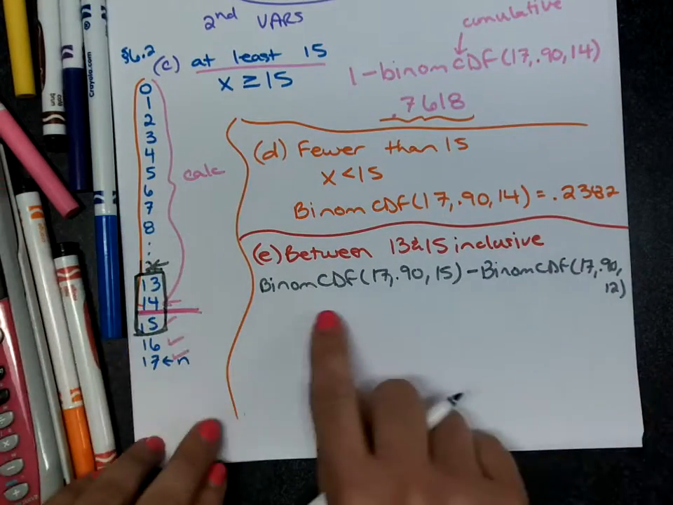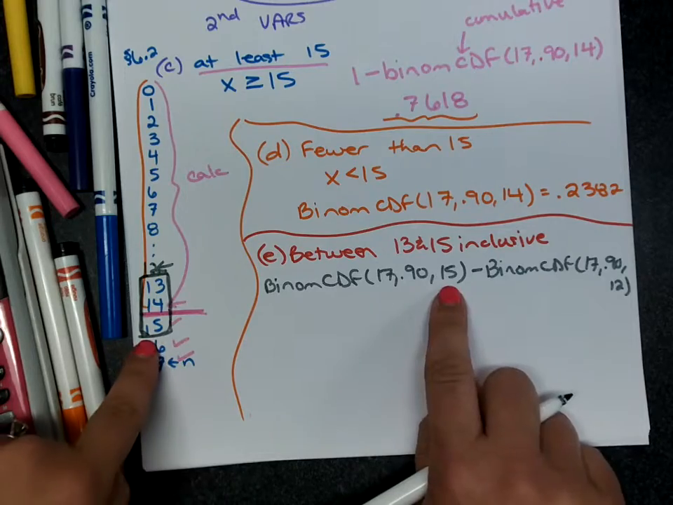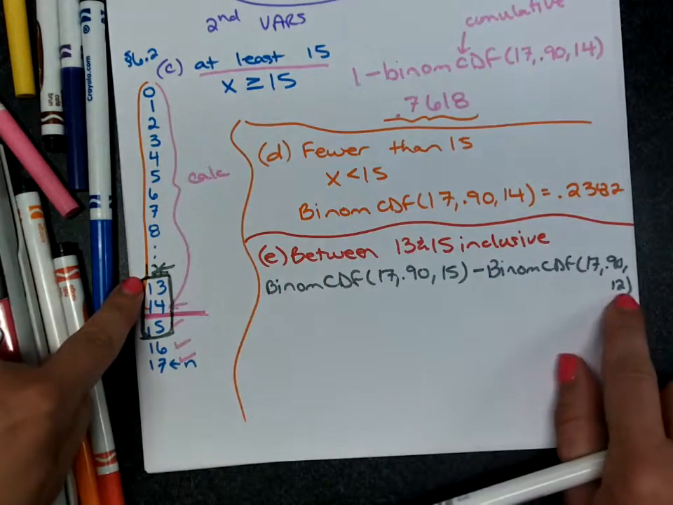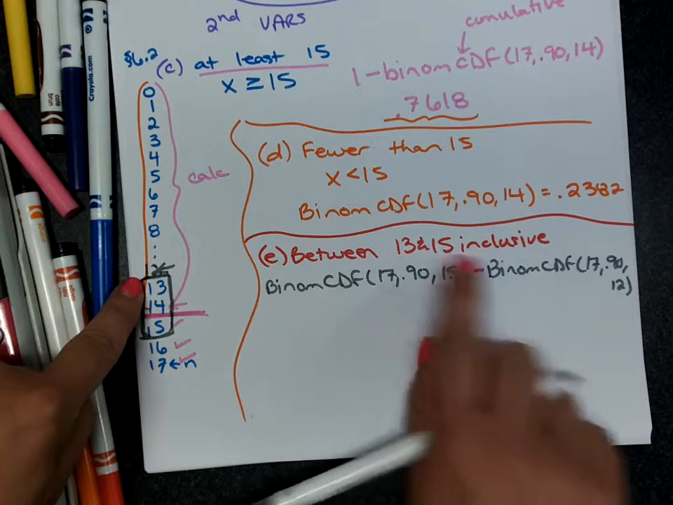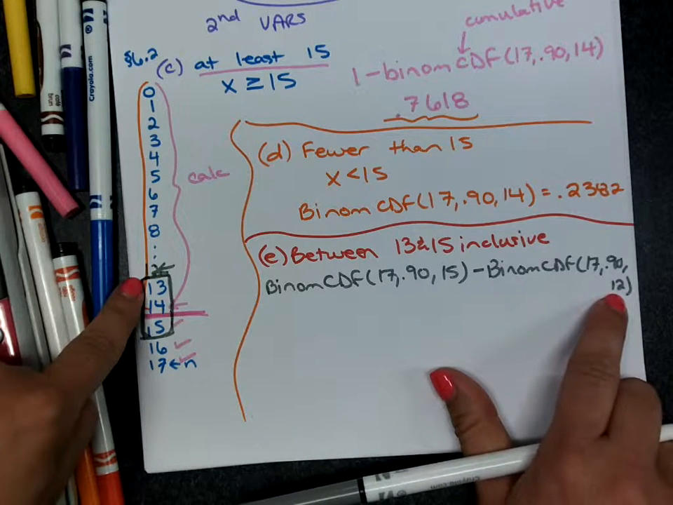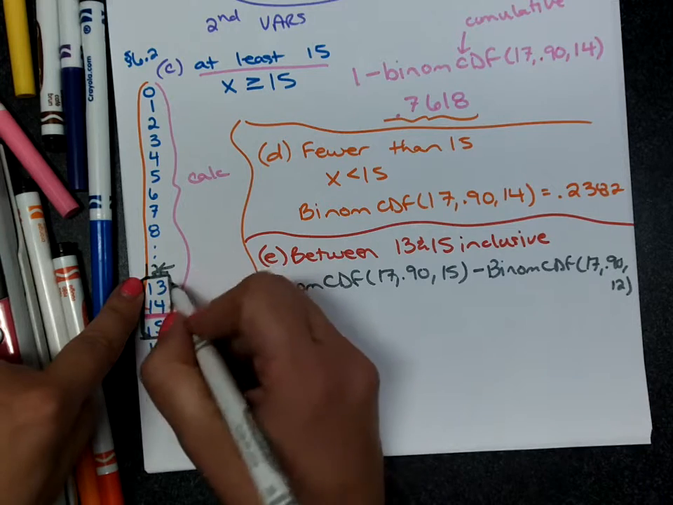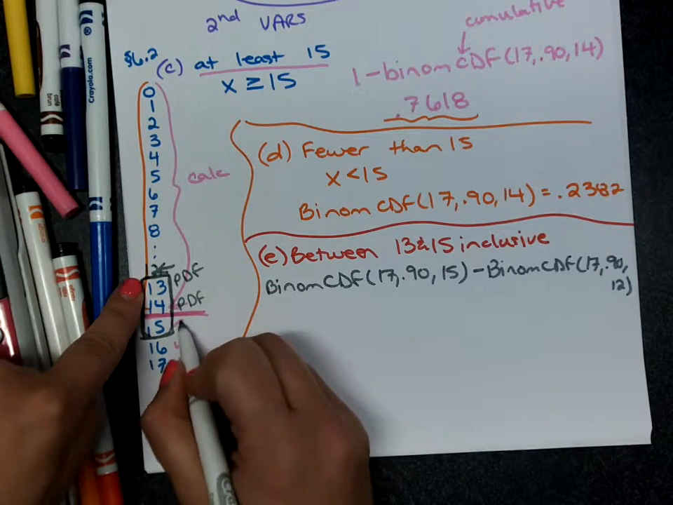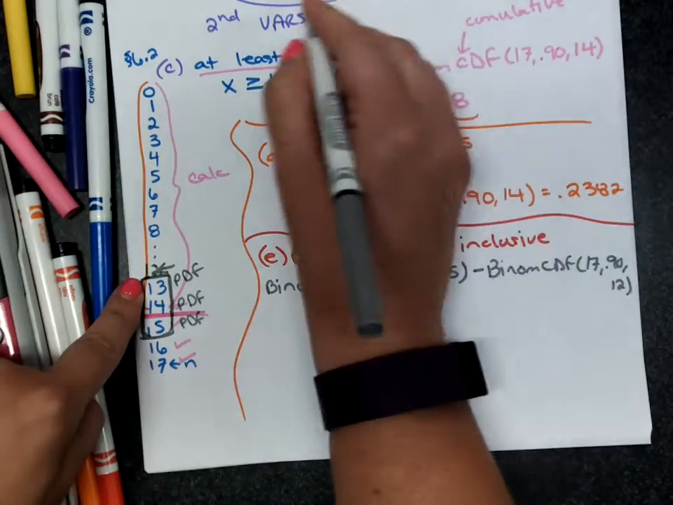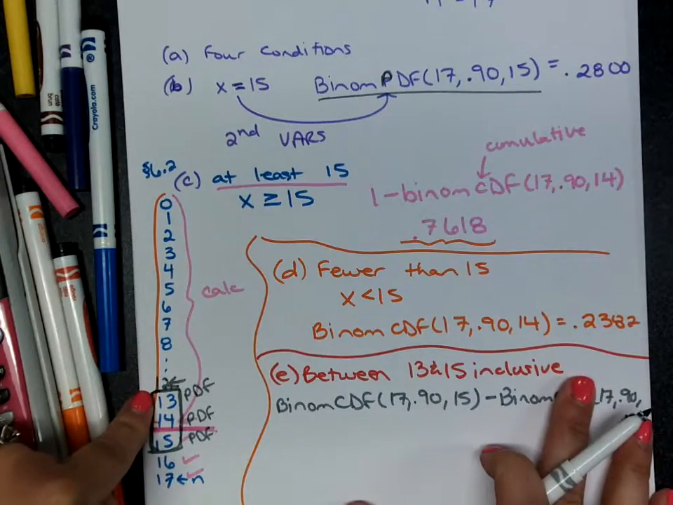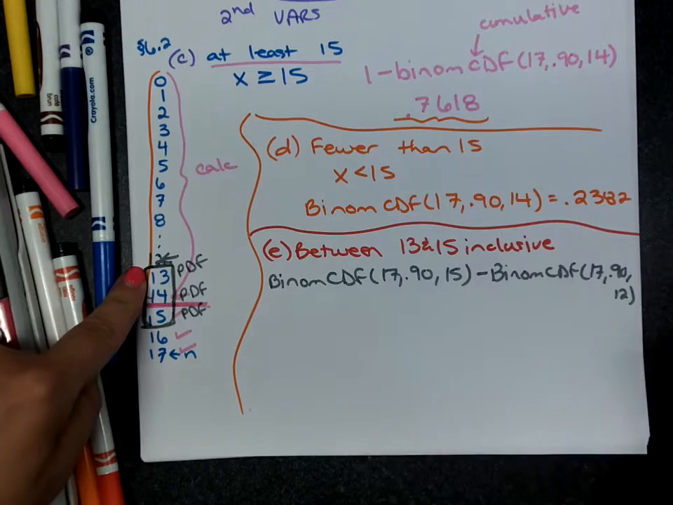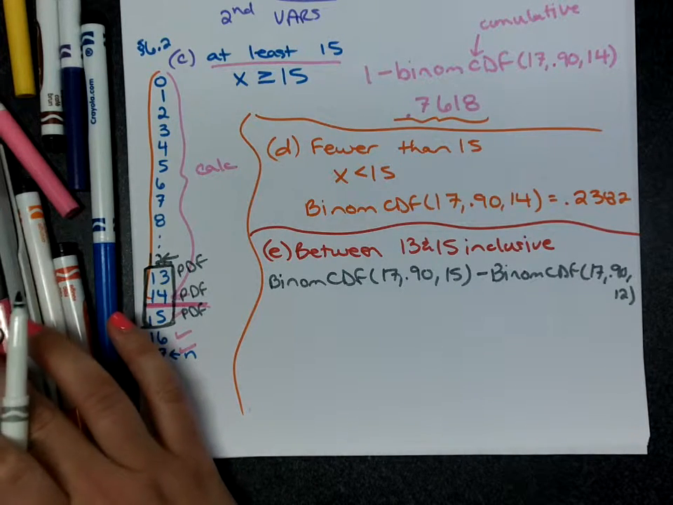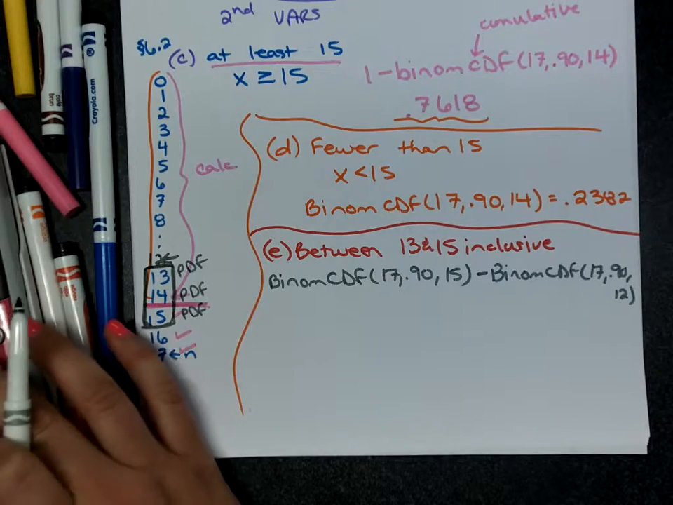So some students can see that. You go all the way up to your highest number and then subtract all the way up to right before your bottom number, one less than your bottom number, so one less than 13 is 12. Some students cannot see that, and so they just do a PDF of 13, a PDF of 14, and a PDF of 15, just like we did in part B. They do just like that for all three, and then add all three answers together. You will get the exact same thing no matter which way you do it. So I like the subtraction way.